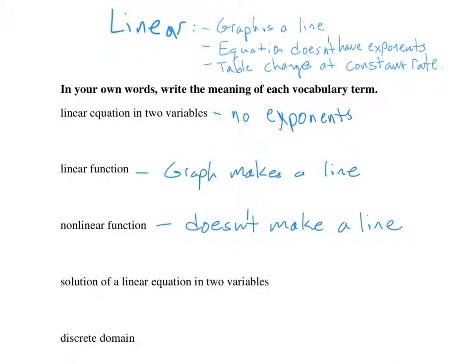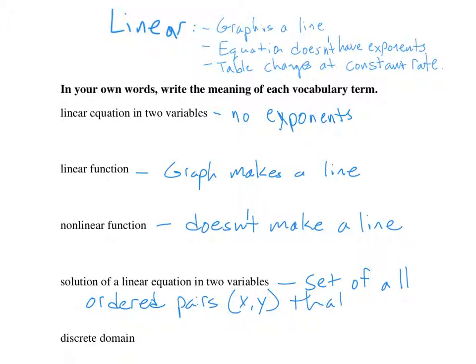And the solution to a linear equation in 2 variables, well, the solution is the set of all points, the set of all ordered pairs. Those are the x, y's that make the equation true. There's a whole bunch of points.